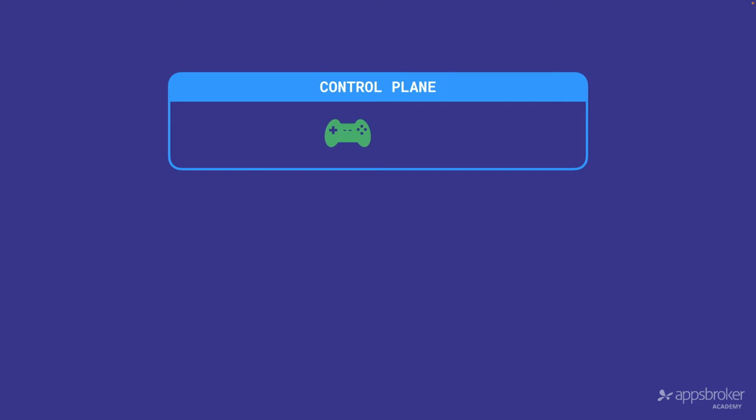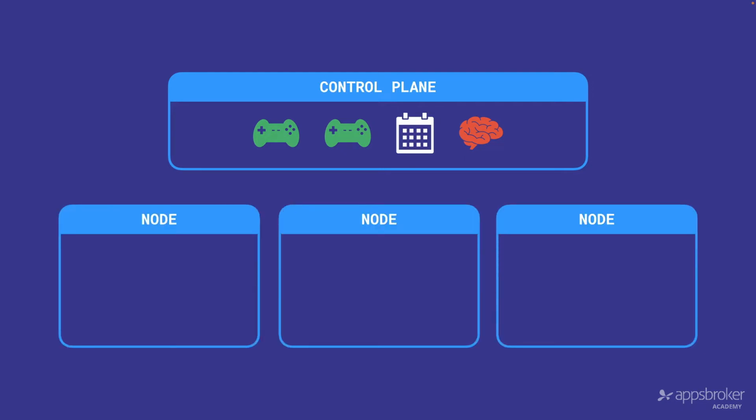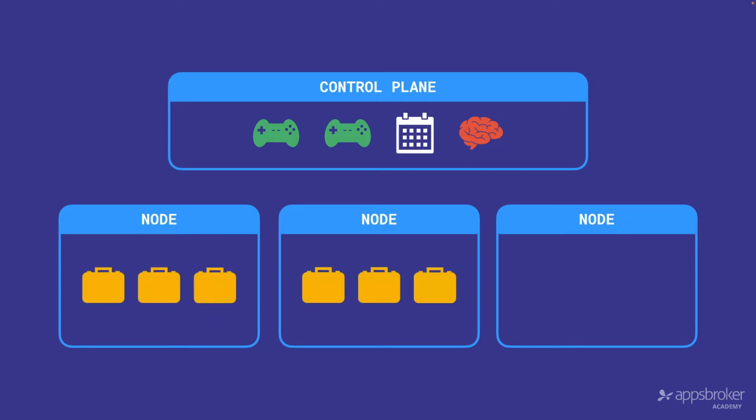You have the control plane. This is where you have your controllers, schedulers. This is basically the brain of your Kubernetes cluster. And then you have the nodes of your cluster. So these are the actual computers that will run your workloads, they'll run your containers. And then you have the workloads themselves. So these are your deployments, your services, jobs, ingresses, and so on. These are the actual applications that you'll run on Kubernetes.